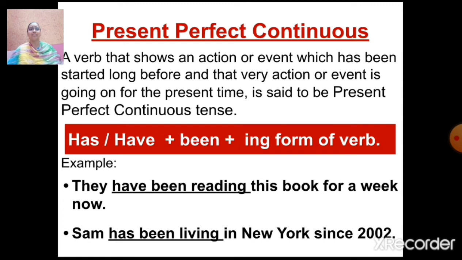They have been reading this book for a week now. Now, the subject they is plural, right? So, we are going to use have. Then, plus been. Then, the ing form of read is reading, right? So, the sentence will be they have been reading this book for a week now. So, you all can see, students, we have used the formula here.